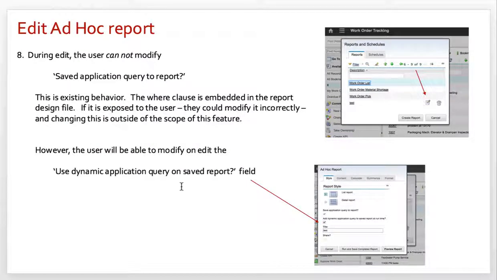A couple other important points. When we're editing an ad hoc report, so I as the user created it and now I want to edit it, well, I can't change my saved where clause, but I can change whether or not I want to apply my dynamic application query. The reason you can't change your saved where clause is that where clause is embedded within the report design file, which is saved in the database.